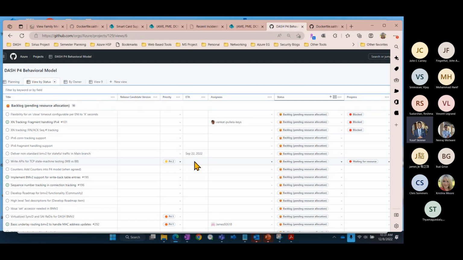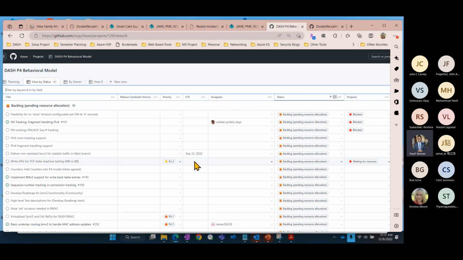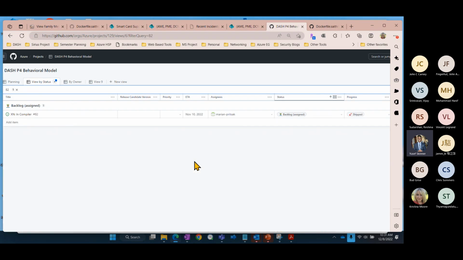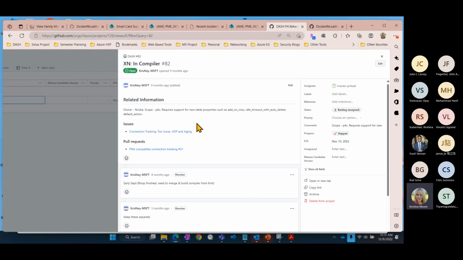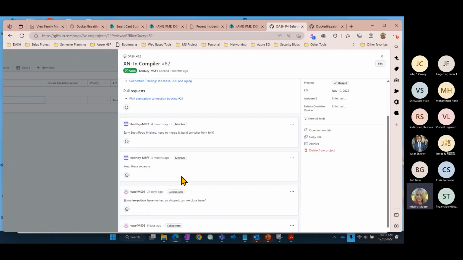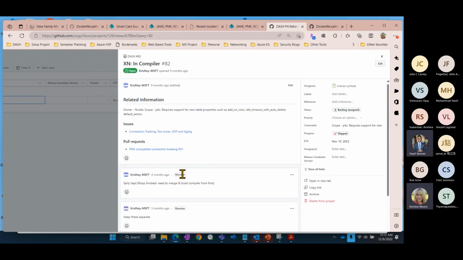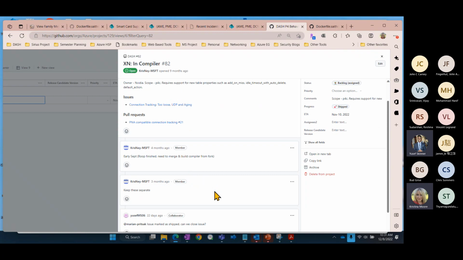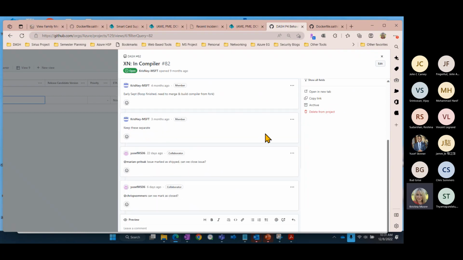Last one that I have here, connection in compiler number 82. It's marked as shipped. Can we close? I may have already reviewed that one. Chris said mark to ship. Can we mark as closed? Oh wait, this isn't Chris's. This is Marian's. Okay, I didn't tag it in my notes as Marian's. That's okay. Yeah, we can close it.